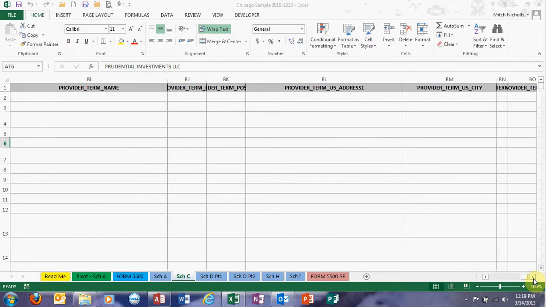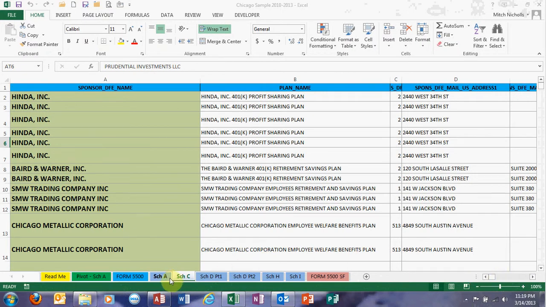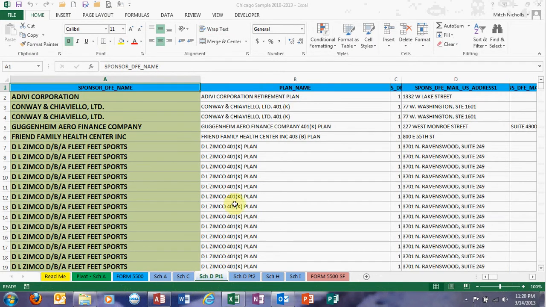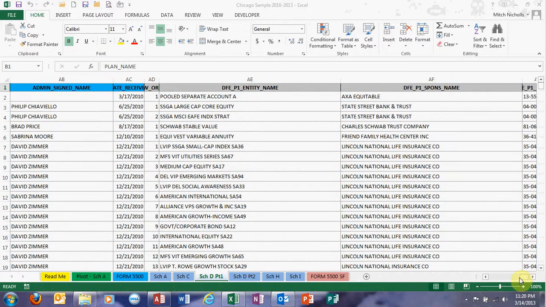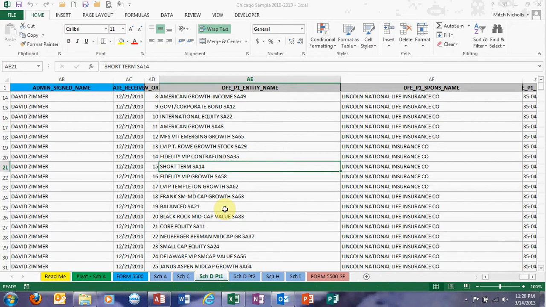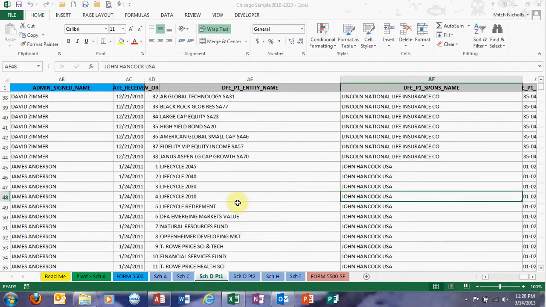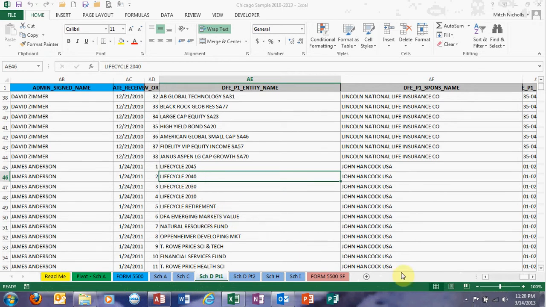So as we scroll across, you can see how this table is set up. Schedule D, again, the blue columns are the first couple of pages of the 5500. Then you get into the various mutual funds that the employer groups are offering to the employees. As we go through, you can see American Growth Fund, short-term balance fund, small cap, Lincoln National. You get into your John Hancock stuff, your life cycle funds.